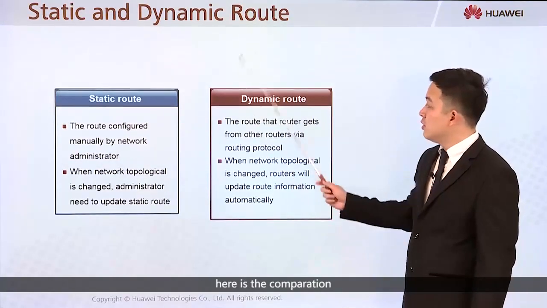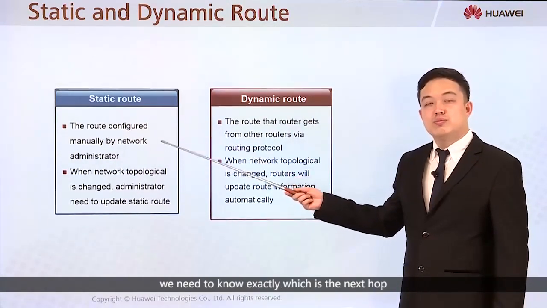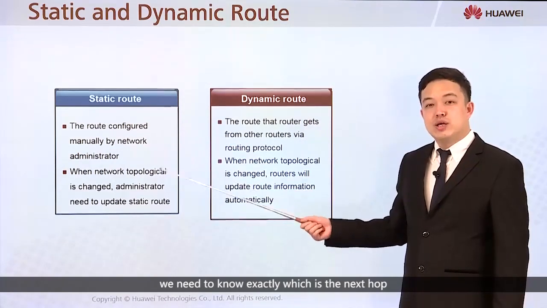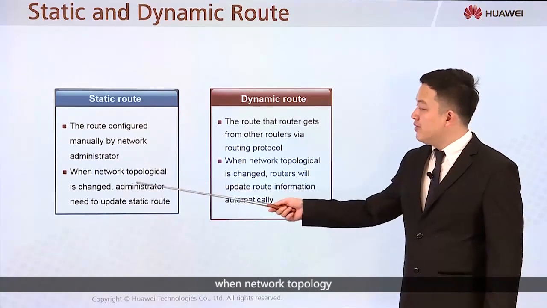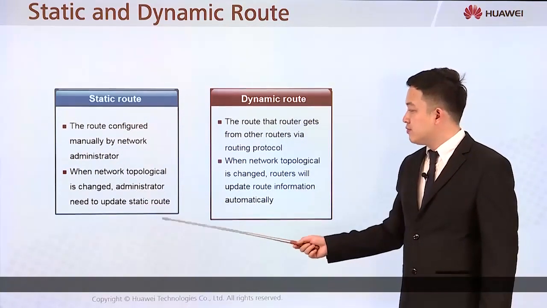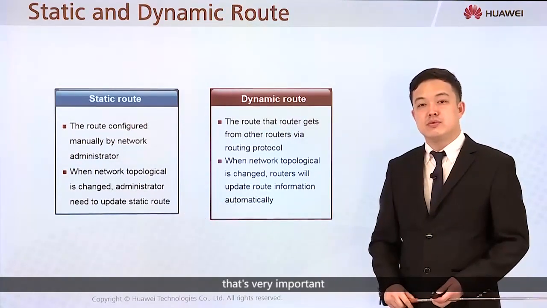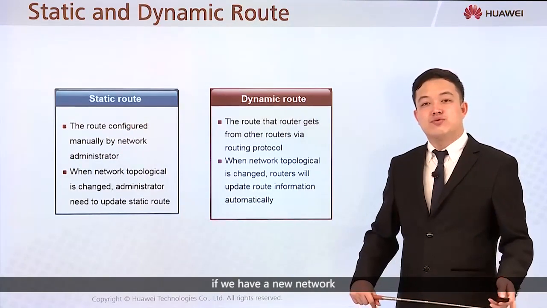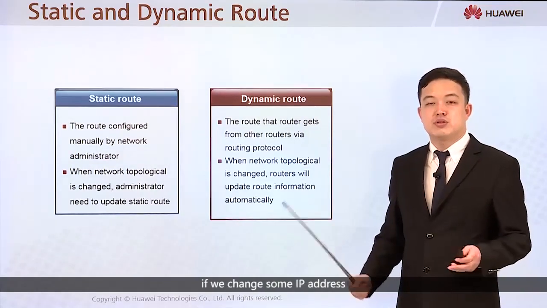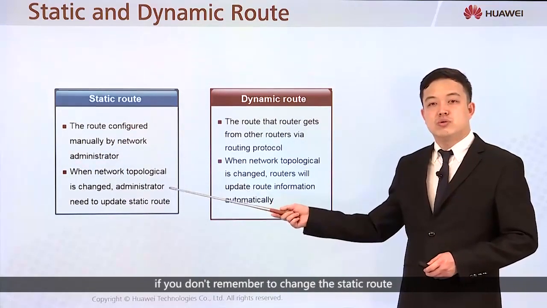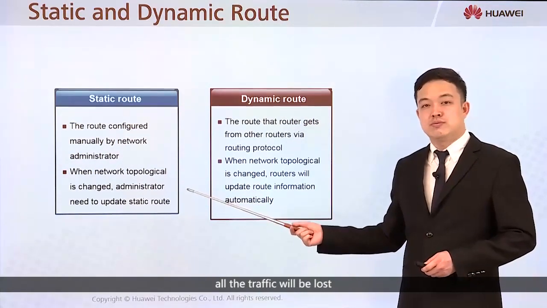Okay, let's compare the static and dynamic ways. A static route is manually configured. We need to know exactly which is the next hop. When the network topology changes, the administrator needs to update the static route. That's very important. If we have a new network, or change the next hop, or change some IP address, and you don't remember to change the static route, all the traffic will be lost.